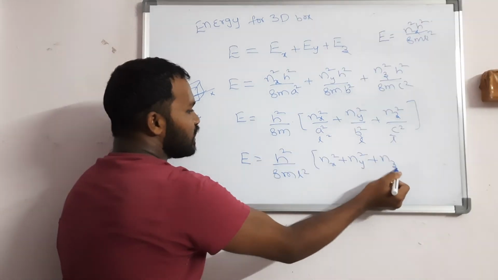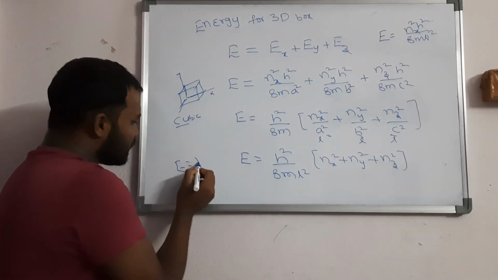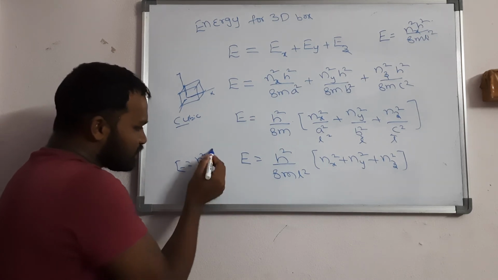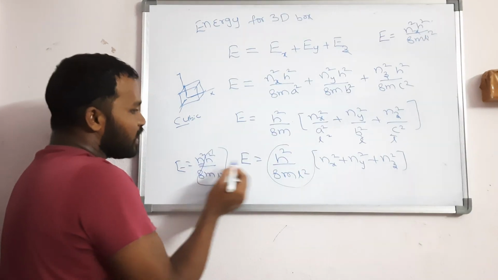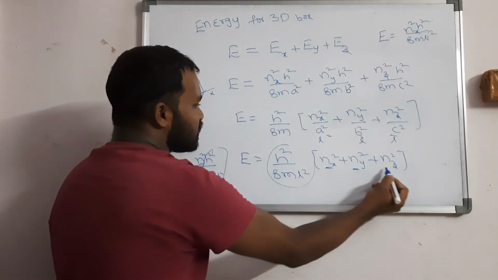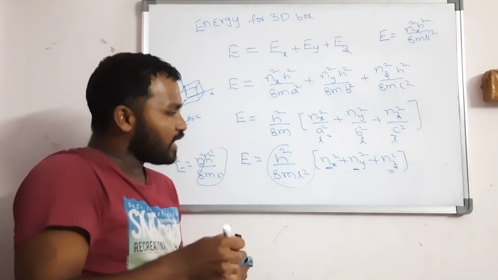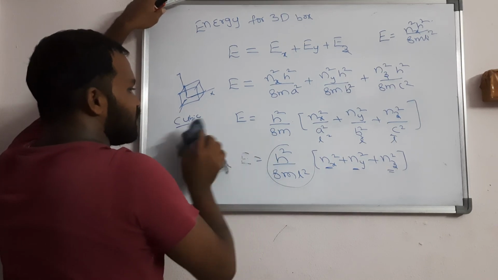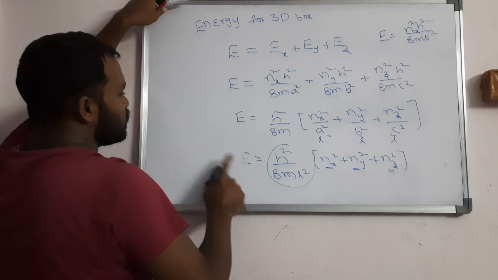If you observe clearly, for the 1D box E is n square h square by 8 m L square. Similarly, h square by 8 m L square is common, and in place of n square we take three directions, that is nx square plus ny square plus nz square. This is the 3D box cubical energy. Up to here you should write.